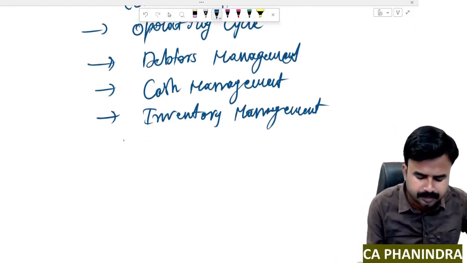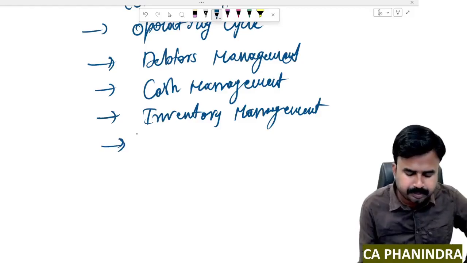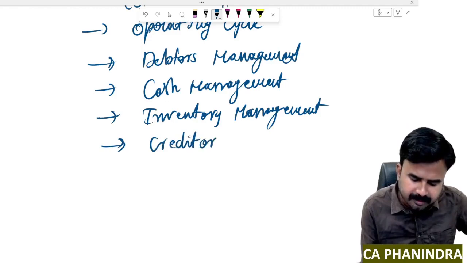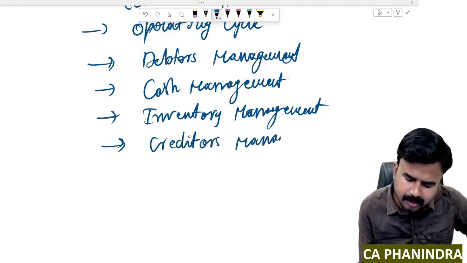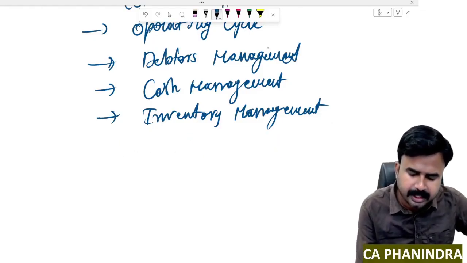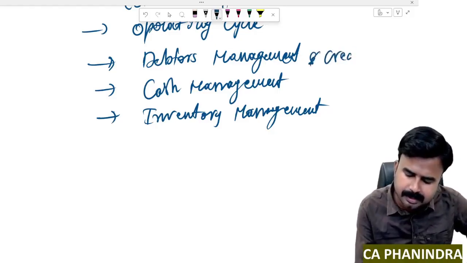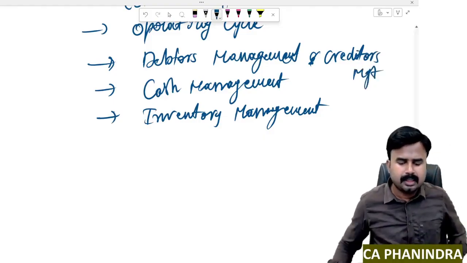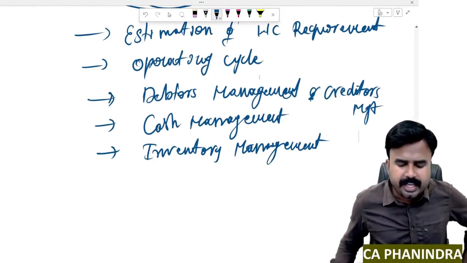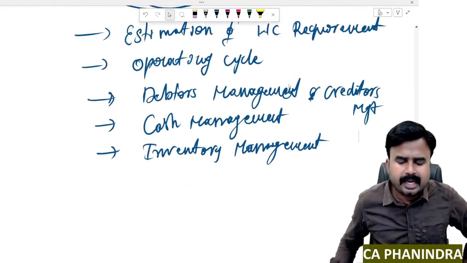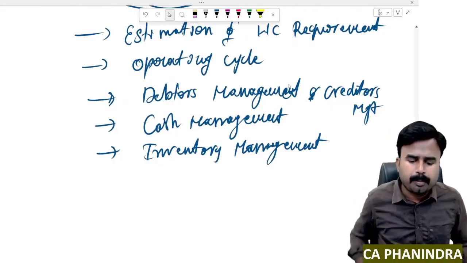Next one, creditors management. In fact, debtors and creditors management, you have to understand both of these concepts simultaneously. Better write there: debtors management and creditors management. Yes, these are the important areas we need to understand, and there are some theoretical aspects also. So first of all, let us handle the most important area, called the problematic part.